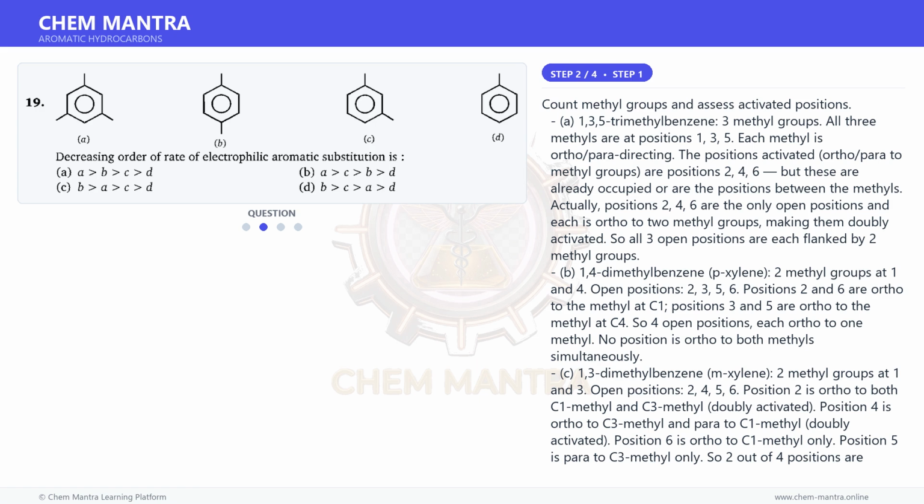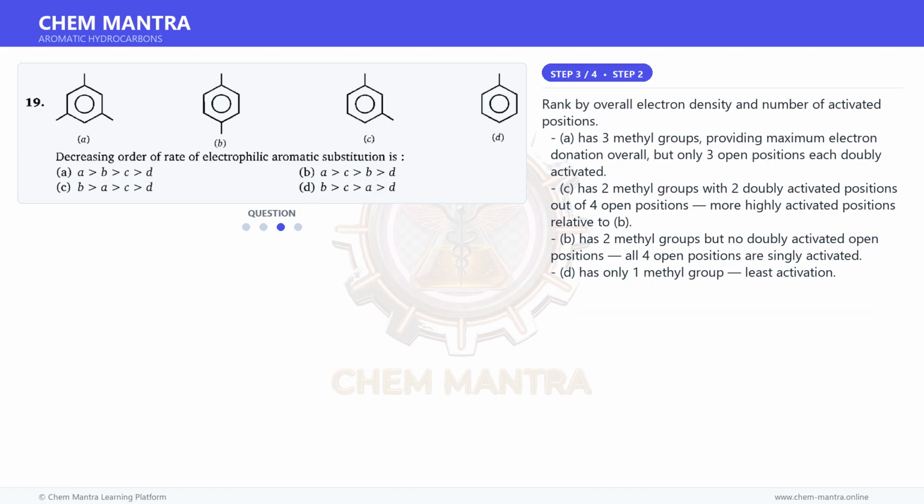D. Methylbenzene, toluene, 1 methyl group. Open positions 2, 3, 4, 5, 6, with ortho (2, 6) and para (4) activated, meta less so. Moving on to the next step. Rank by overall electron density and number of activated positions.